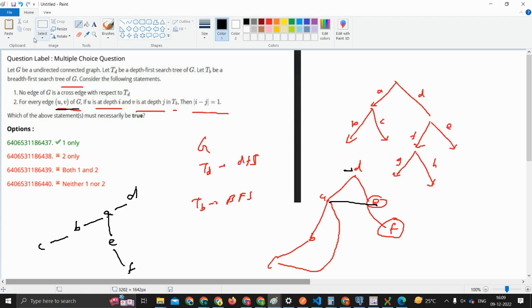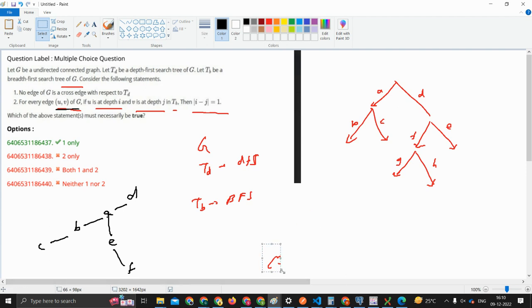The second option: for every edge u v of G, if u is at depth i and v is at depth j in T_B, then modulo of i minus j is equal to 1. Okay, so that was for depth first search, and this is for breadth first search. I guess the absolute difference of the labels should be less than or equal to 1 for a BFS tree.